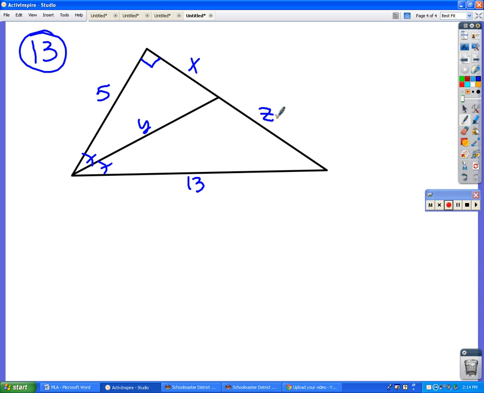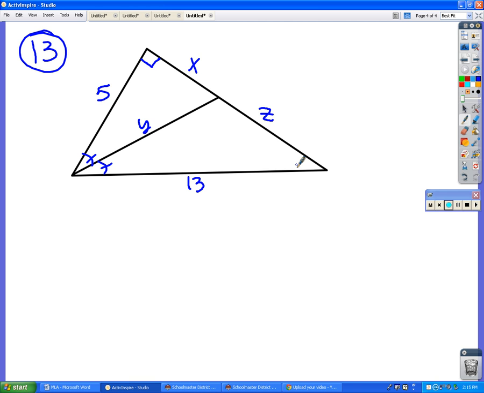Okay, so for number 13, we do have a triangle. It does have a 90-degree angle, but it is not a 30, 60, 90. They did not tell us that this is 30. They did not tell us that this is 60, so we can't assume that it is. Okay? So we're just going to set up a proportion. So give me a proportion I can use.